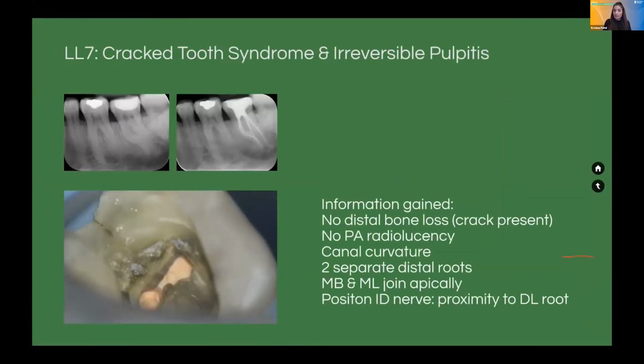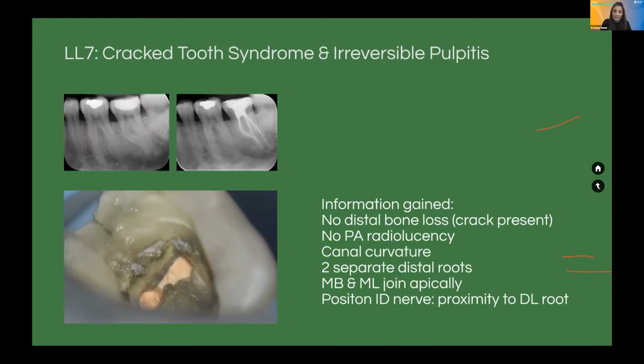So the information gained was that firstly, there was no distal bone loss associated with the crack. So although the crack may have extended into the root, it's less likely to have done so. There was no periapical radiolucency associated with the tooth. So, worst case scenario, if I'm not able to negotiate these canals right to the apex, probably it's not going to cause a problem because it's a vital tooth without a lesion. I can see exactly what the canal curvature is like prior to attempting treatment here.